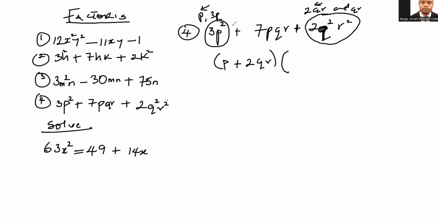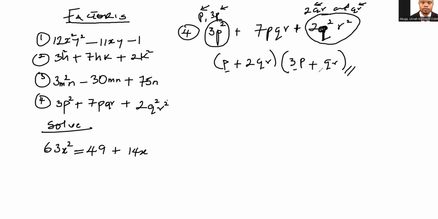Beautiful bracket, and we have the next, that is what? 3p and this part plus qr. Close the bracket, and we're done. So if you want to check this, you can just multiply this by this. That's p multiplied by 3p gives us what? 3p squared. Again, p multiplied by qr gives us what? pqr, right? Then 2qr multiplied by 3p gives us 6pqr.